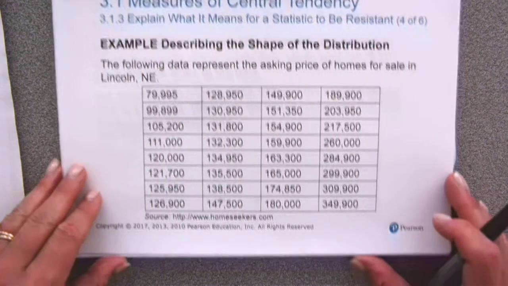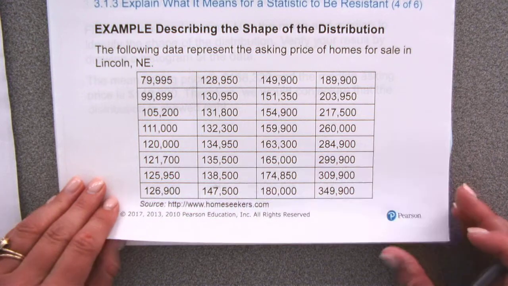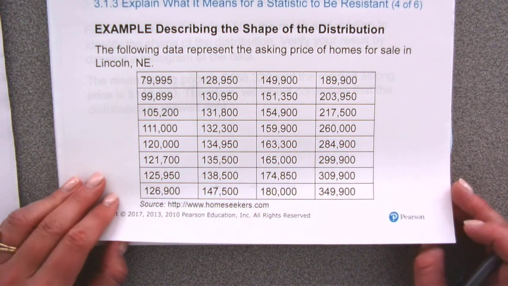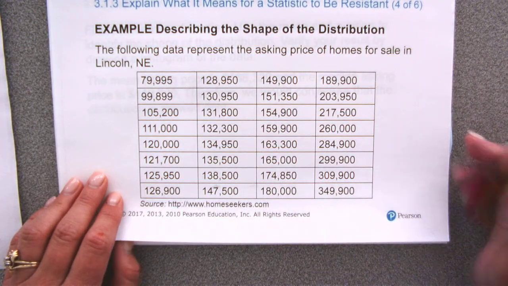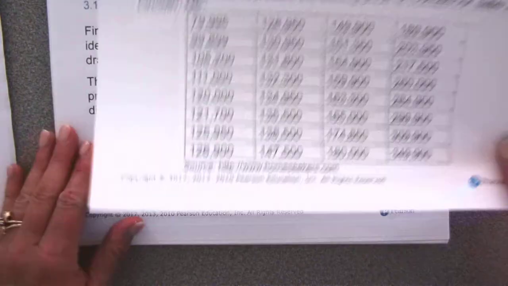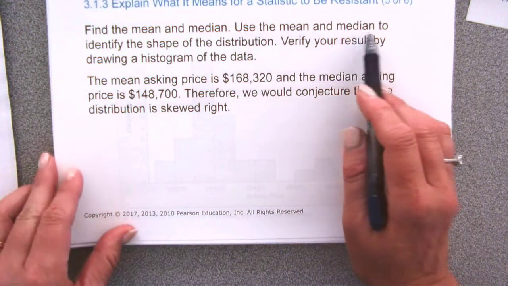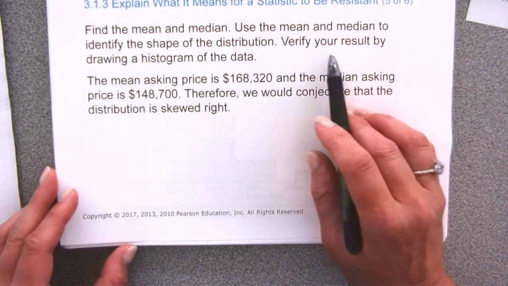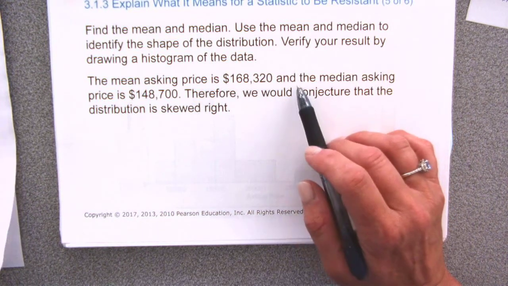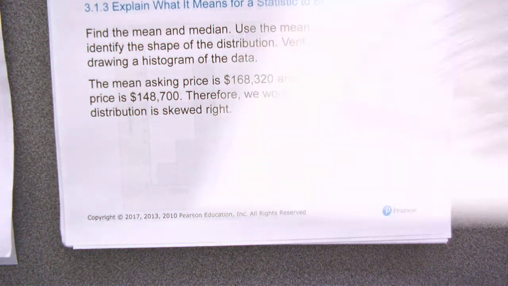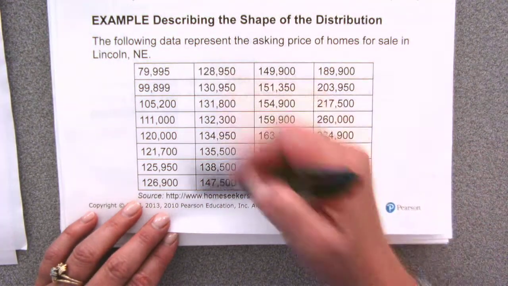Okay, so here's another example. The following data represent the asking price of homes for sale in Lincoln, Nebraska. Okay, so you have all of these different home values. And then we'll look at that again in a minute. It says find the mean and median. Use the mean and median to identify the shape of the distribution and verify your result by drawing a histogram of the data. Okay, so how would I find the mean? Add them all up and divide by how many there are.